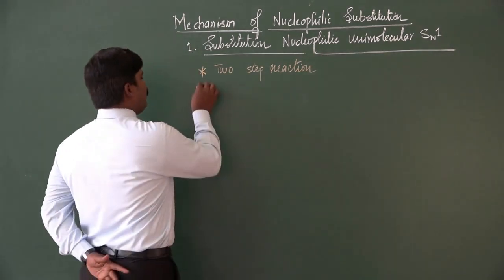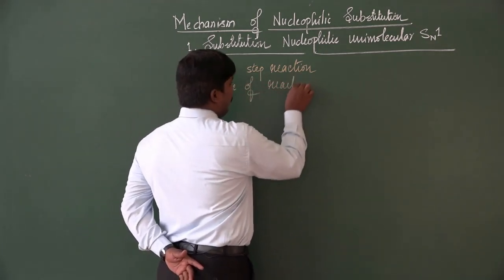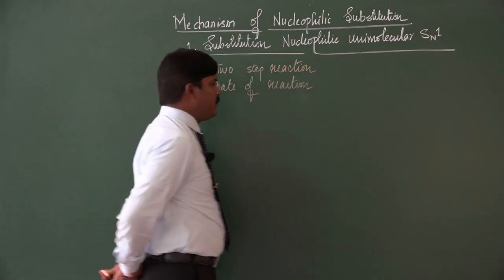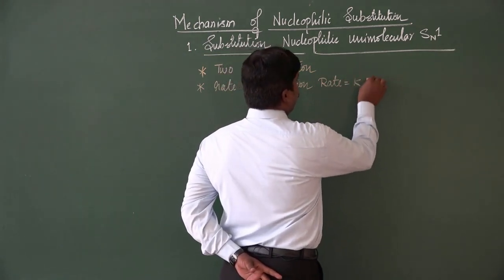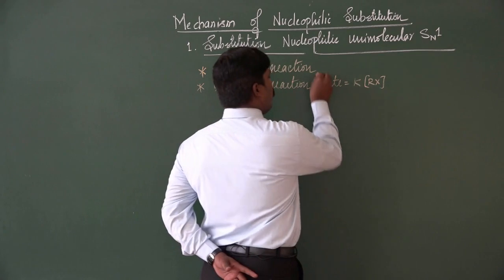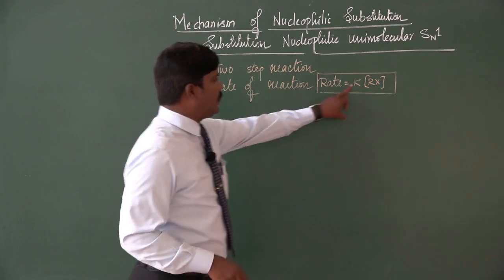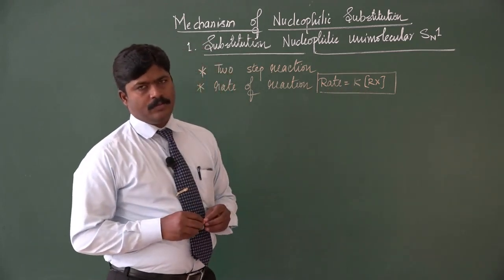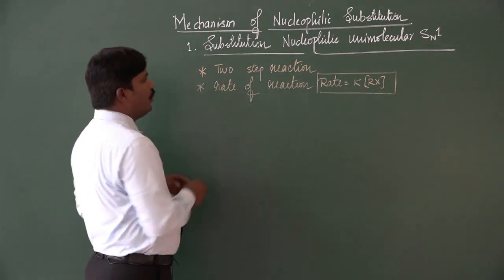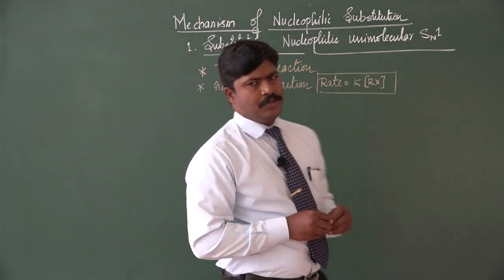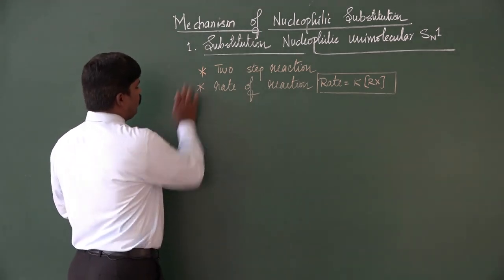We'll also say the rate of reaction in the SN1 mechanism depends only on the haloalkane RX, not on the incoming nucleophile. Later I will explain the order of reactivity. The best example for this unimolecular nucleophilic substitution, SN1 mechanism, is tertiary butyl bromide. I will write the example here.